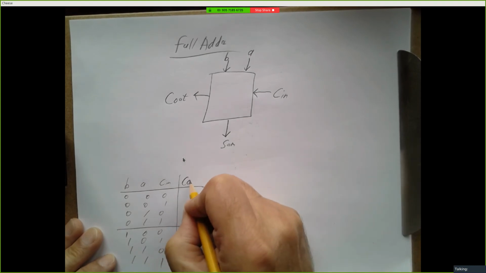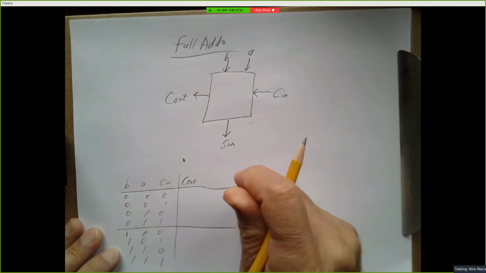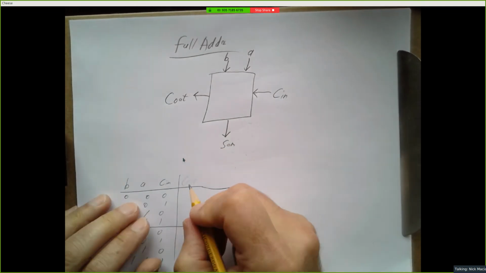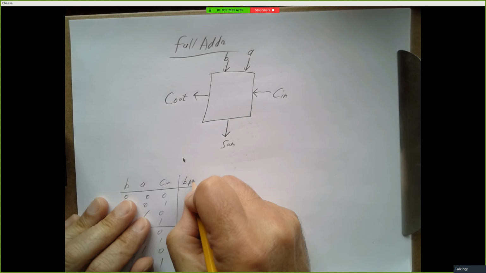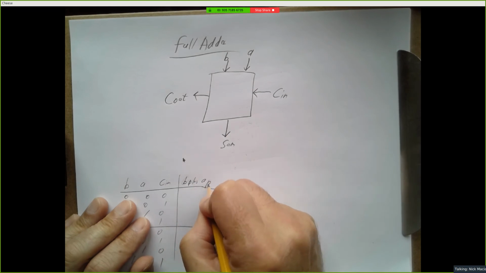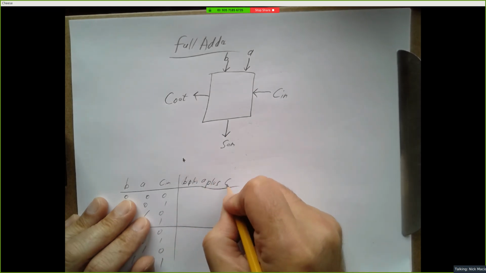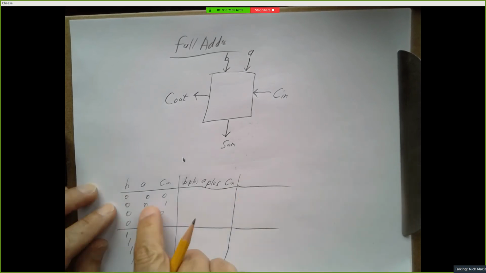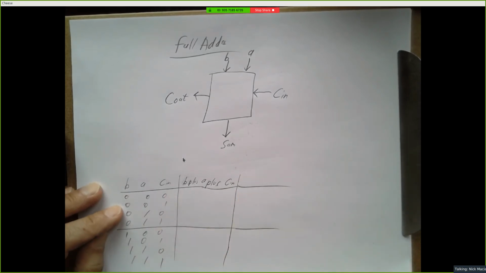And let's look at carry out. Well, let me put a separate column in here, which is B plus A plus Cn. What happens if we simply add these 3 bits together? What value should we get?